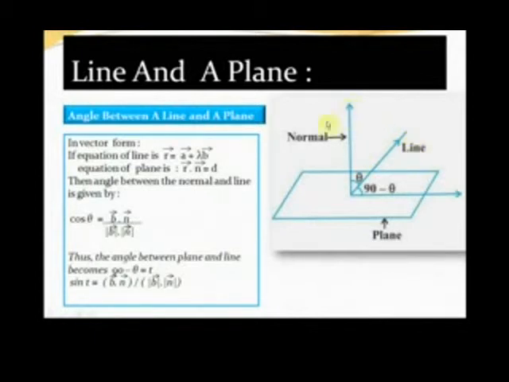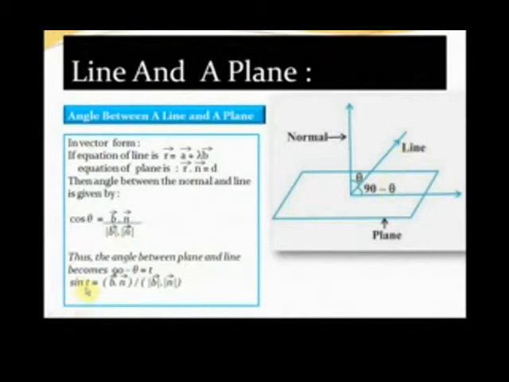Similarly, the normal is given by vector n. Therefore, the angle between the normal and a line is given by cos theta equal to vector b dot vector n divided by the modulus of vector b into the modulus of vector n. Now, the angle between the line and the plane becomes 90 minus theta. So, this angle is the angle between the line and the plane. Let us say that this is equal to t.